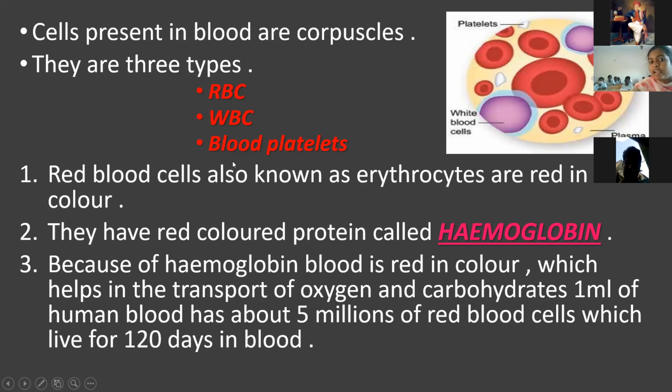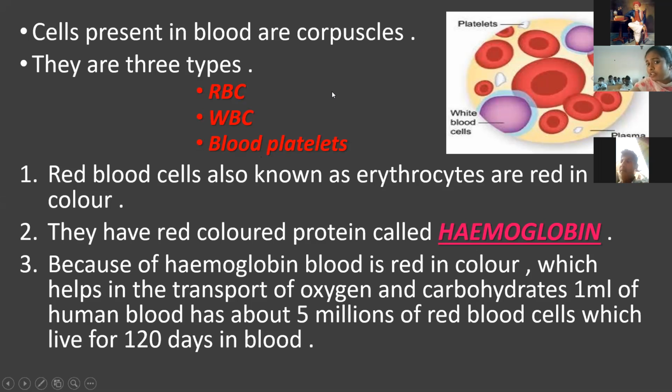Next, white blood cells. It is also called leukocytes. What is the lifespan of WBC? The lifespan of WBC is 14 days. It lives in the human body only for 14 days. And next one is the blood platelets.